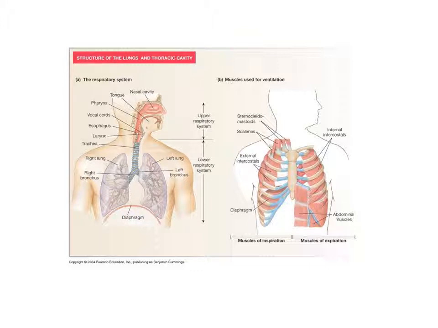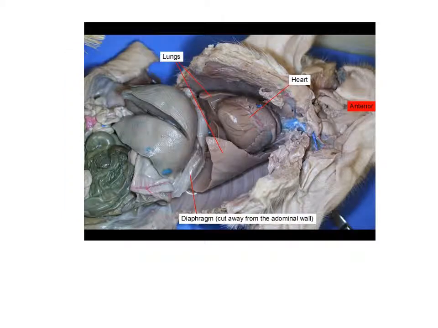Because this is negative pressure, you need an intact chest cavity to be able to exert the negative pressure on the lungs. Okay, and this is just a picture of the diaphragm. Remember, that was connected at the base of the ribs, and this poor guy's had most of his ribs cut away.